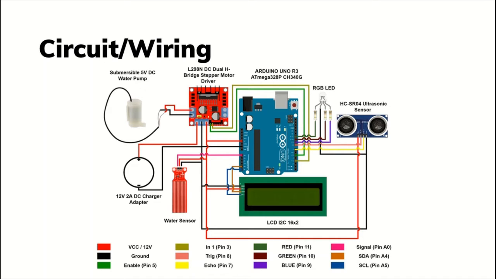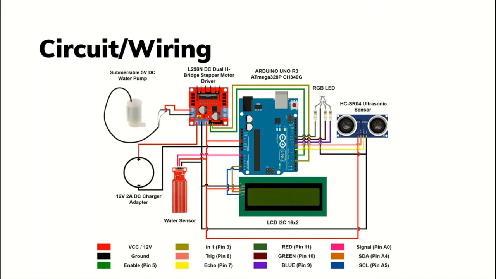The VCC pins of ultrasonic sensor, LCD I2C, water level sensor, and Arduino Uno are connected to the VCC pin of H-bridge motor controller. The red, green, and blue pins of RGB LED are connected to 100 ohms resistor and connected to the digital pin number 11, 10, and 9 of Arduino respectively.